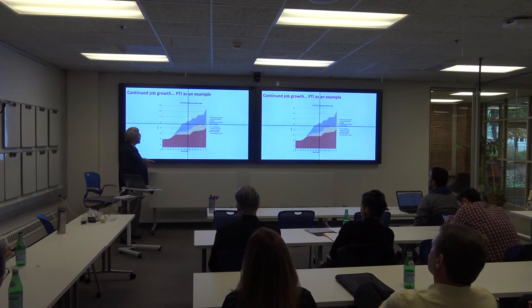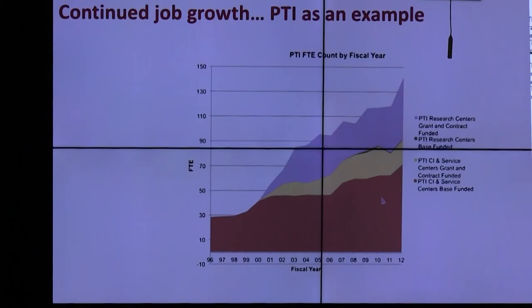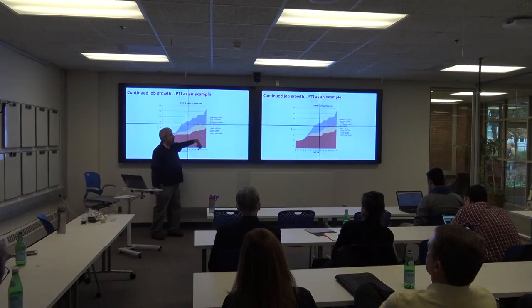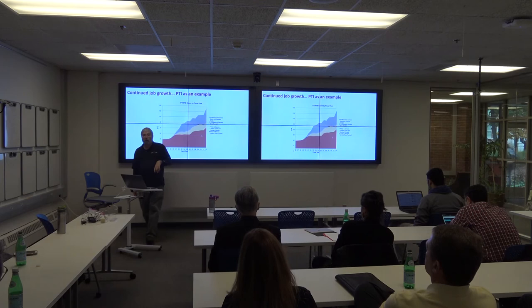This is a really old graphic, but it does show we started out about the turn of the century. We were all base funded. This red stuff is base funding, so that's essentially money that's been allocated by the legislature or whatever. Over time, though, you can see that we're about one third of our personnel funding comes from grants, and two thirds of it is that base funding, and this statistic is probably still true.